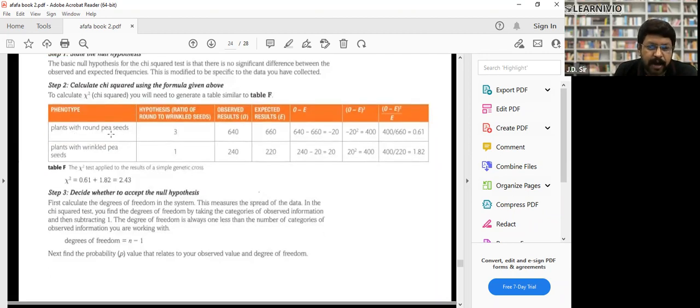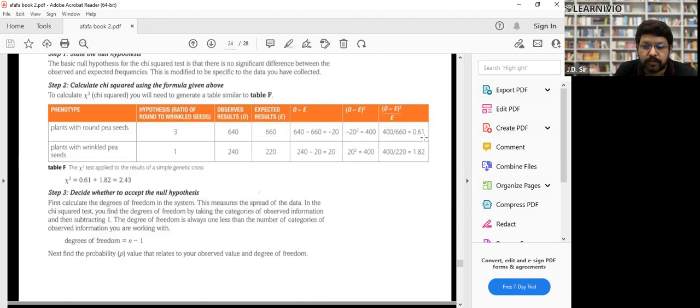Now, plant with a round pea, right? The hypothesis, round to wrinkled, the plant with this phenotypic characteristic, plant with round pea. The hypothesis, that is the ratio of round to wrinkled, is 3 to 1. Observed value 640, expected result 660. Now O minus E, 640 minus 660, right? The value is minus 20. O minus E square, 20 square, that is 400.